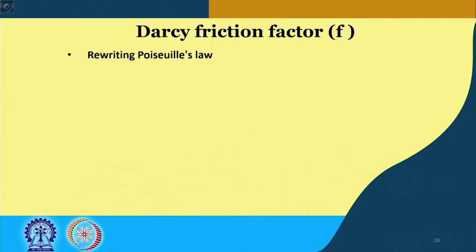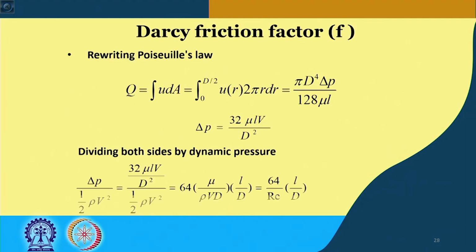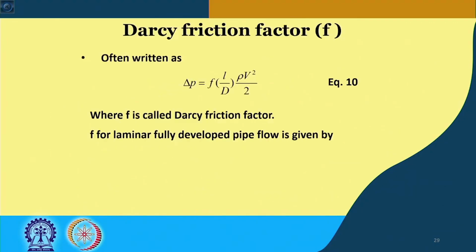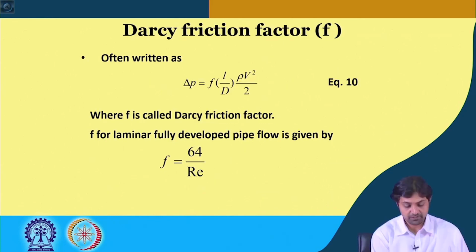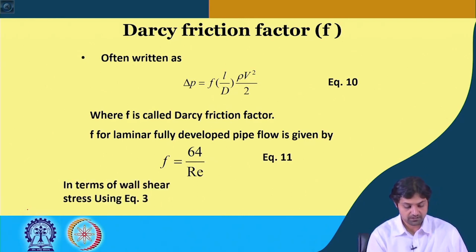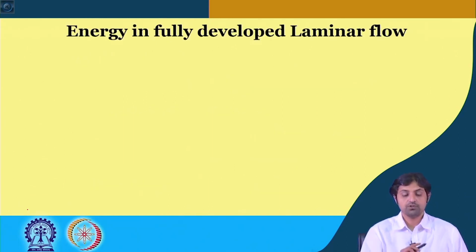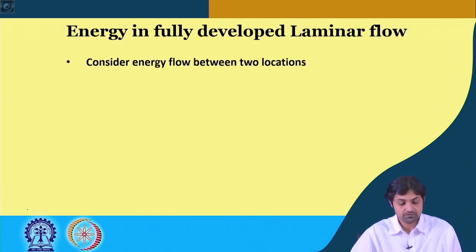Welcome back, students, to this fourth lecture of pipe flow. Last time we saw the Darcy friction factor, and we saw that for fully developed laminar flow the Darcy friction factor was 64 by Re, whereas in terms of wall shear stress it was 8 tau W by rho V square. Now we are going to see the energy in a fully developed laminar flow.